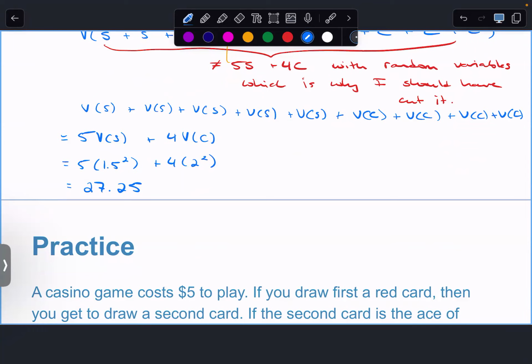But then, therefore, the standard deviation of S plus C is the square root of 27.25. That's about 5.22 minutes. Standard deviation. There. But like I said, I should have cut that one.